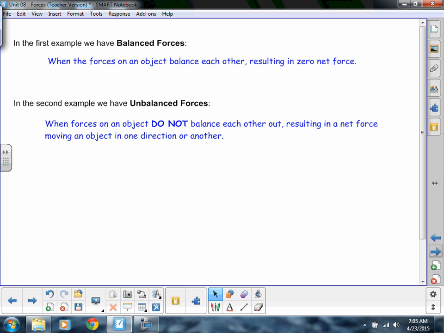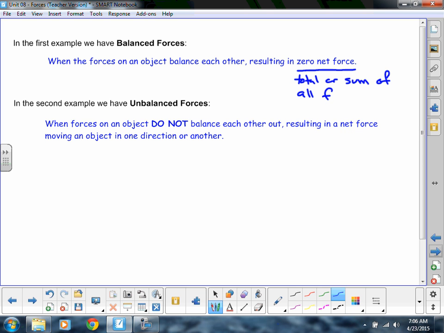By definition, for the first example, balanced forces, when the forces on an object balance each other, they result in zero net force. Okay, net force means the total or sum of all forces. In the second example, we have unbalanced forces, and this is when forces on an object do not balance each other out, resulting in a net force moving the object in one direction or the other.